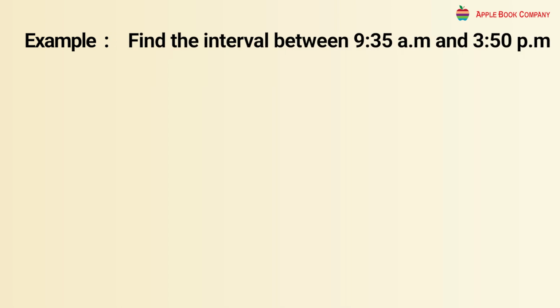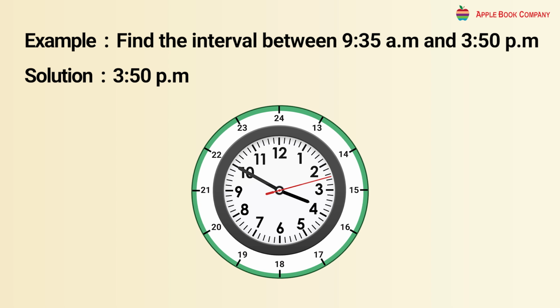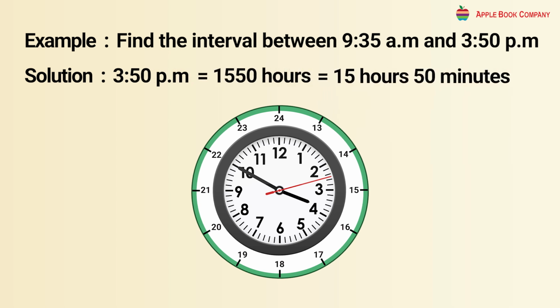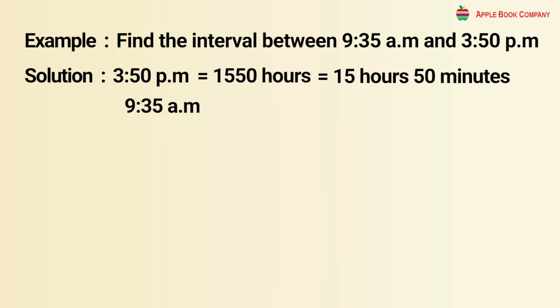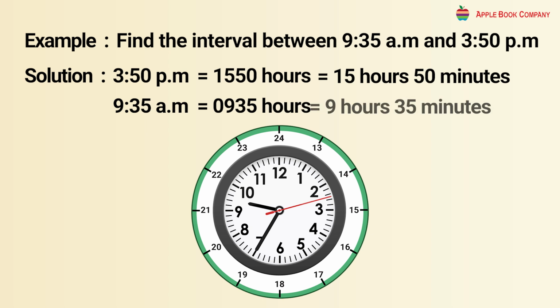Example: find the interval between 9:35 am and 3:50 pm. Solution: first, convert 3:50 pm into hours. 3:50 pm means 15:50 hours, which equals 15 hours 50 minutes. Now, convert 9:35 am into hours. 9:35 am means 0935 hours, which equals 9 hours 35 minutes.